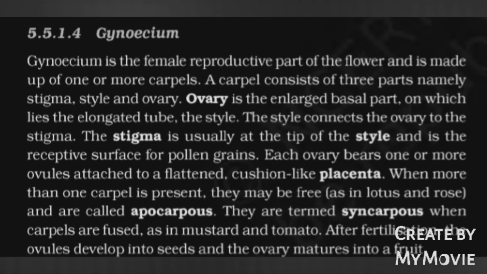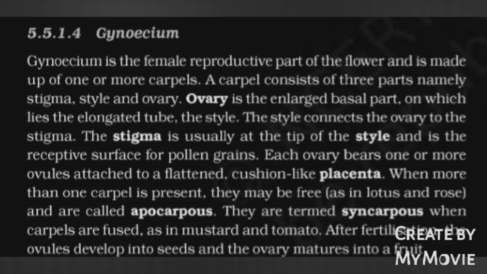Gynoecium. Gynoecium is the female reproductive part of the flower and is made up of one or more carpels. A carpel consists of three parts, namely stigma, style, and ovary. Ovary is the enlarged basal part, on which lies the elongated tube, the style. The style connects the ovary to the stigma. The stigma is usually at the tip of the style and is the receptive surface for pollen grains. Each ovary bears one or more ovules attached to a flattened cushion-like placenta.